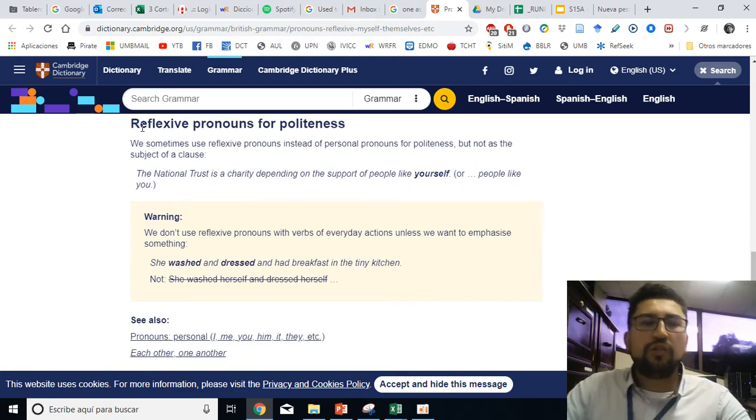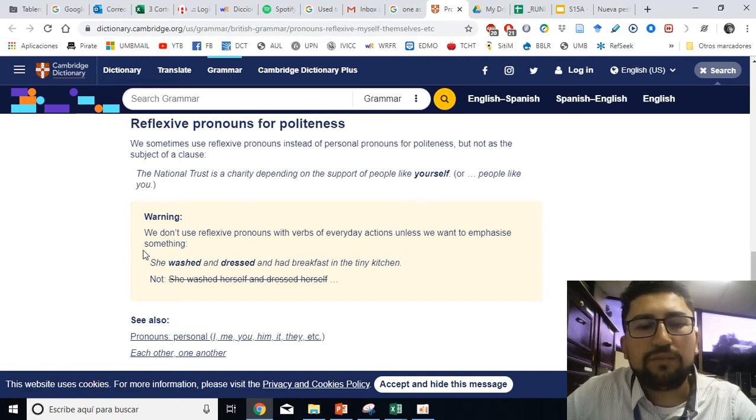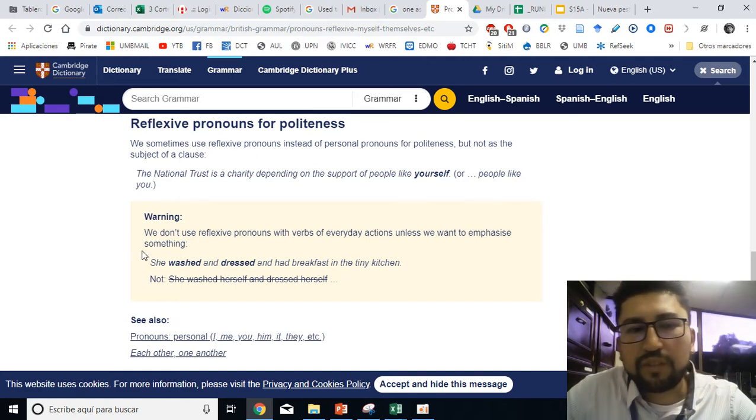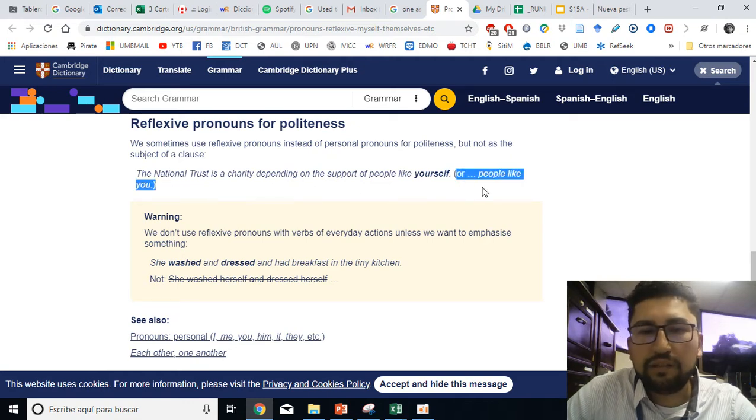Also, we want to talk about reflexive pronouns for politeness, right? When we use reflexive pronouns for politeness, it is when, for example, it says the National Trust is a charity depending on the support of people like yourself, right? Or people like you. The example here is very clear.